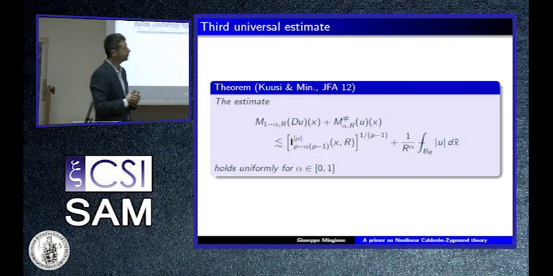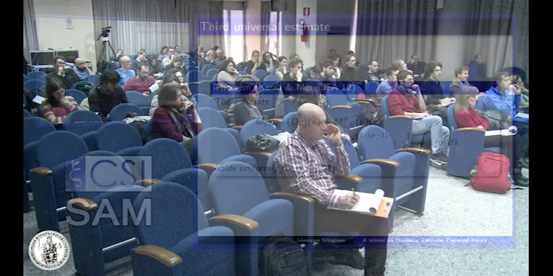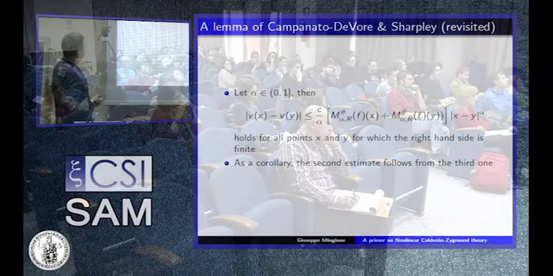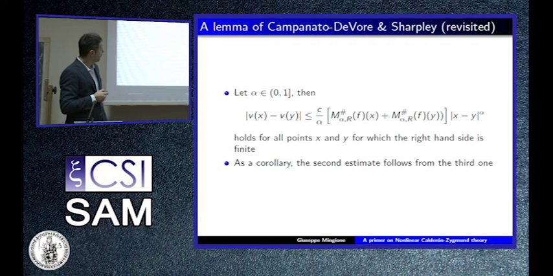The third universal estimate. So it's actually counterintuitive. Something that is universal should be unique, but here there's one, first, second, third. And why does it imply the previous one? Because there's an abstract lemma of Campanato, Gordon, Sharpley, that tells you that you can always bound the differences of V by sums of sharp maximal operators, and you see where alpha blows up.